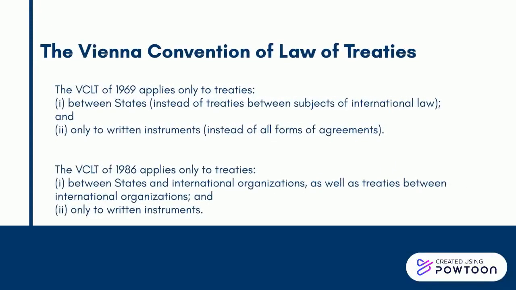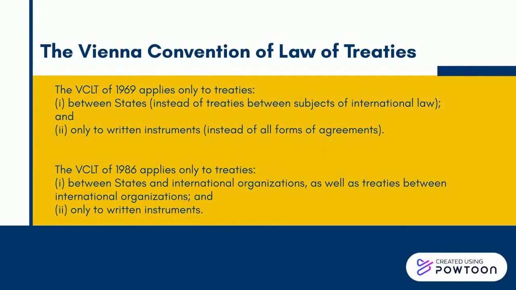The VCLT of 1969 applies only to treaties between states, instead of treaties between subjects of international law, and only to written instruments, instead of all forms of agreements. The VCLT of 1986 applies to only treaties between states and international organizations, as well as treaties between international organizations, and only to written instruments.